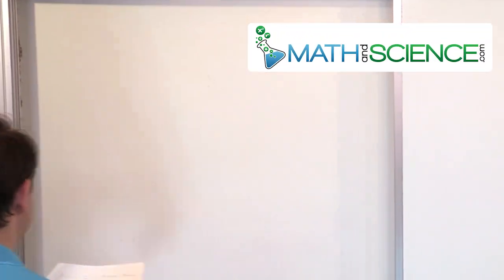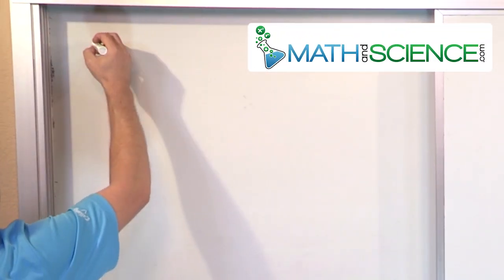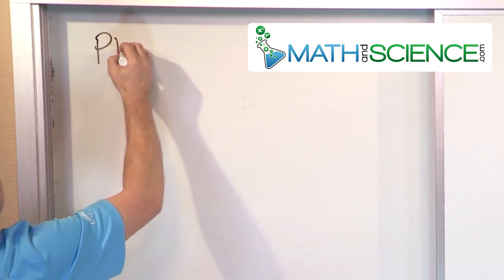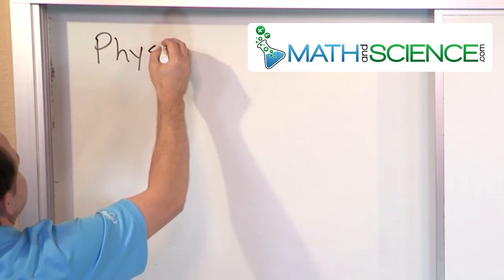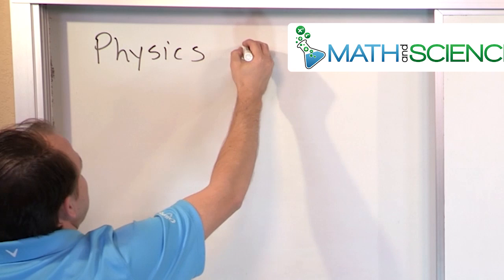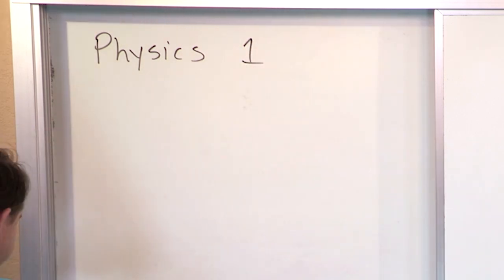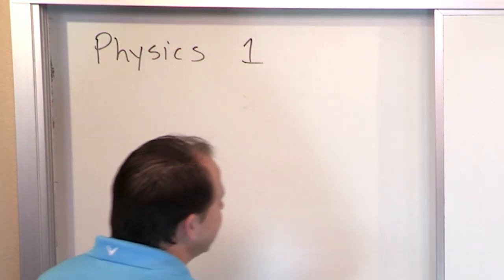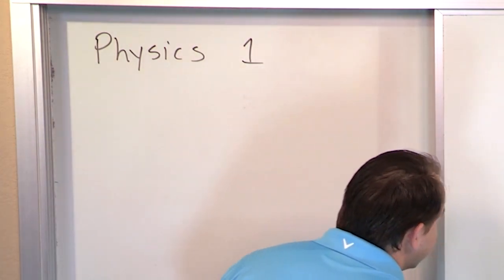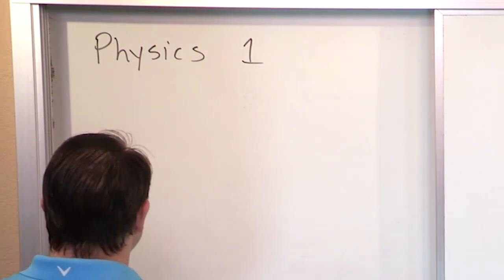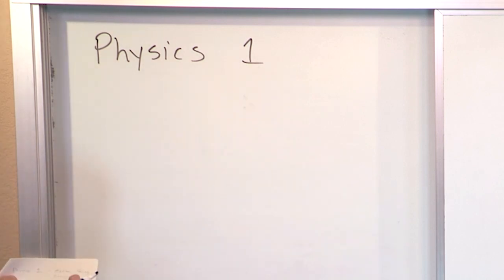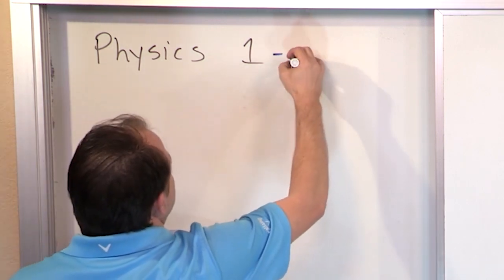All right, physics in general can be broken up, I'm going to break it up, into three main things. There's physics, typically you take physics 1, and then there's physics 2, and there's physics 3, right? So what do we cover in physics 1? I'm going to expand on this over the next several minutes, but essentially physics 1 is all of the concepts associated with motion.